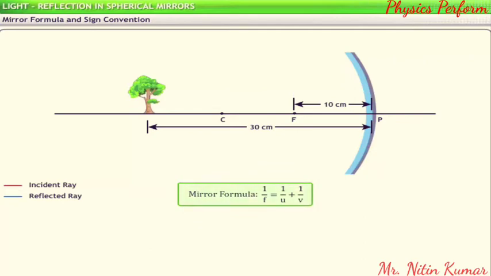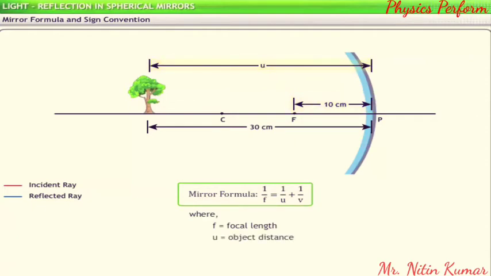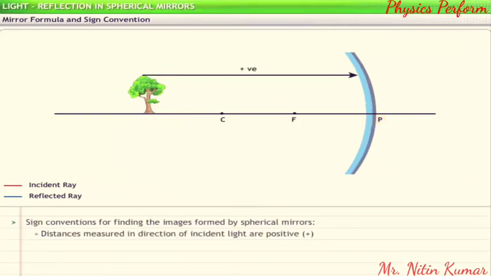1/F = 1/U + 1/V, where focal length F is the distance between the pole P and the principal focus F. Object distance U is the distance of the object from the pole P of the mirror. Image distance V is the distance of the image from the pole P of the mirror. All distances are measured from the pole.